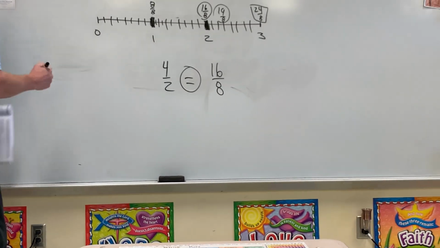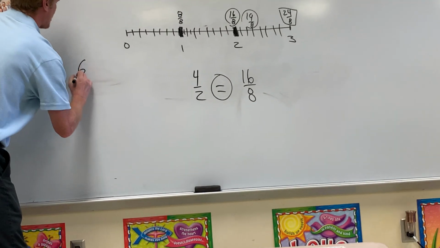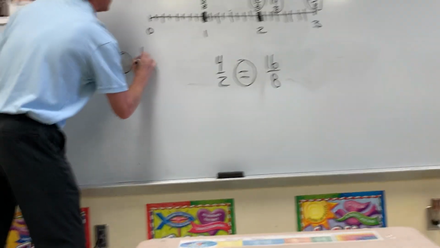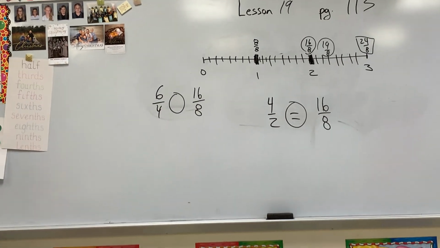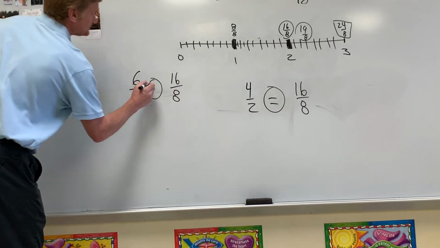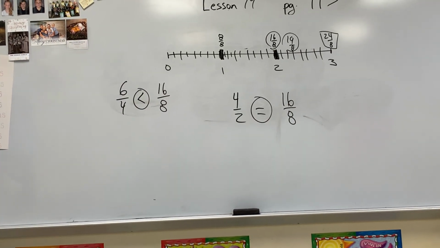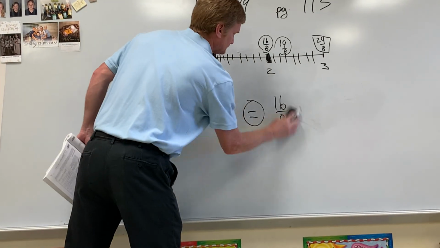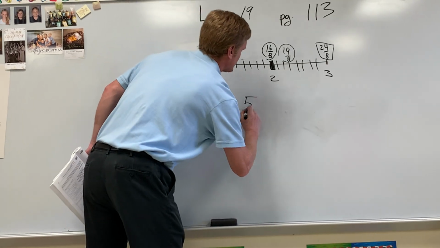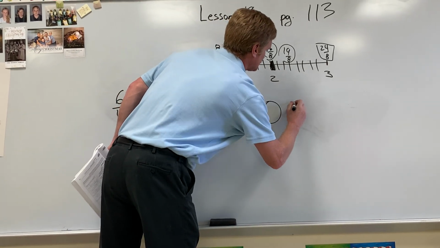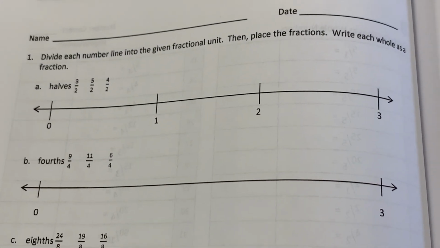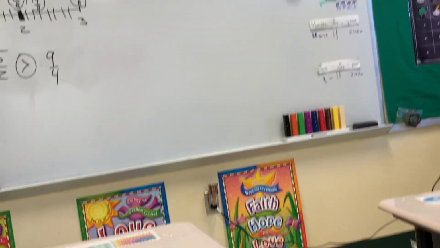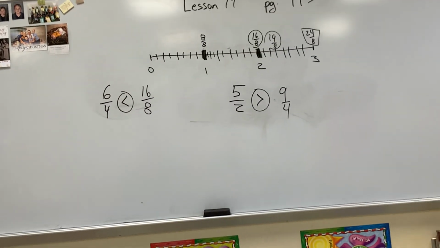All right, bottom left, Mrs. Nutter. 6/4, 16/8. All right, 6/4, 16/8. 16/8 is larger. 5 halves, 9/4. 5 halves and 9/4. Compare your number lines. This one's bigger, just by a little bit, but it's bigger.